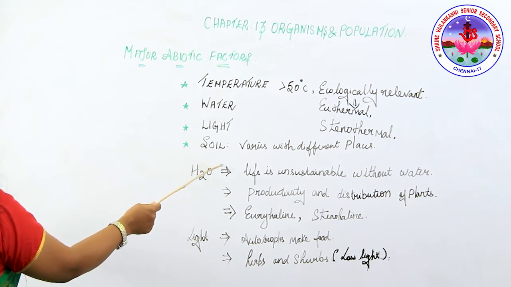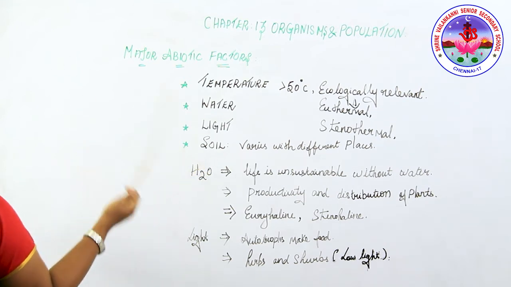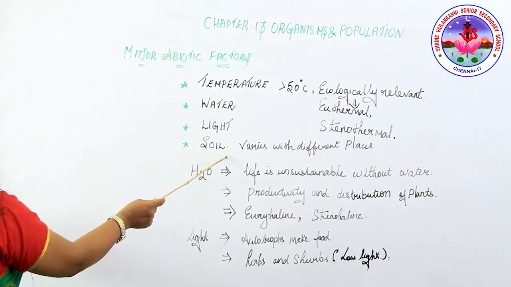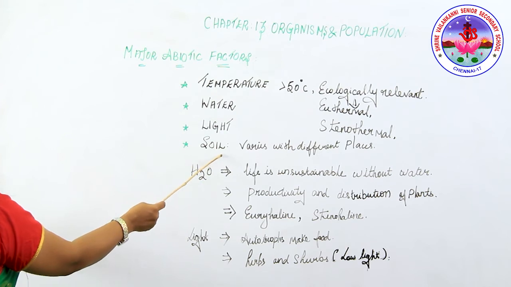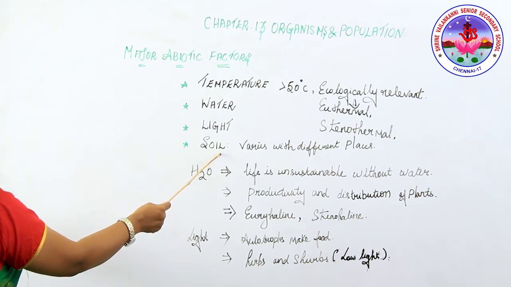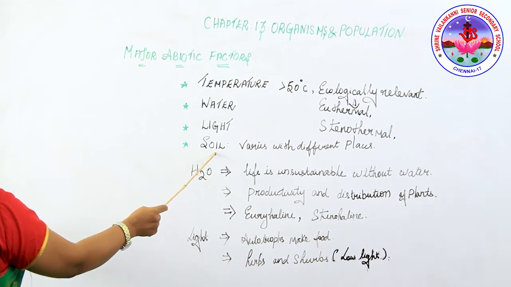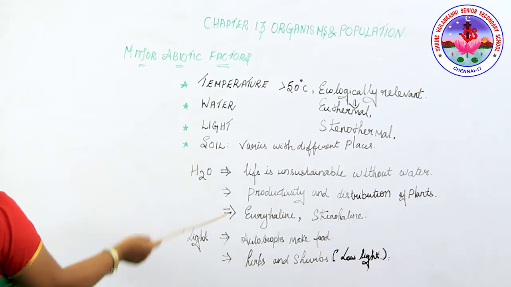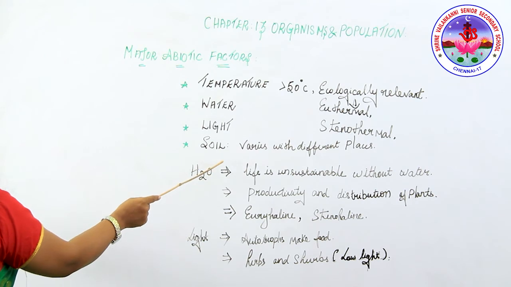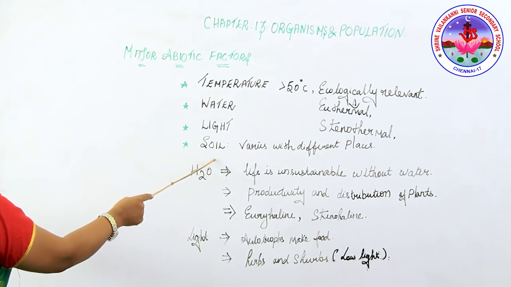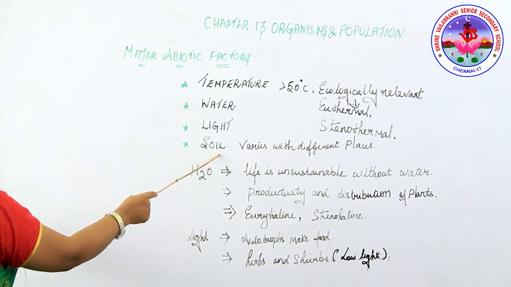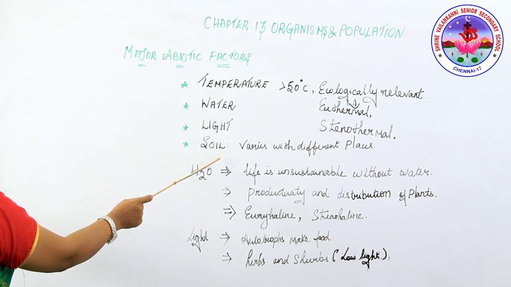Soil, the nature and properties of soil varies with different places. The nature and properties of soil depend on the climate and weathering process. If you take the soil, there are types of soil called red soil, alluvial soil, black soil, and so on. The soil composition, like grain size and aggregation, determines the percolation and water holding capacity of the soil.